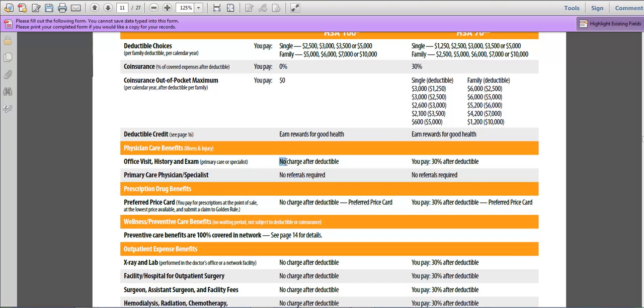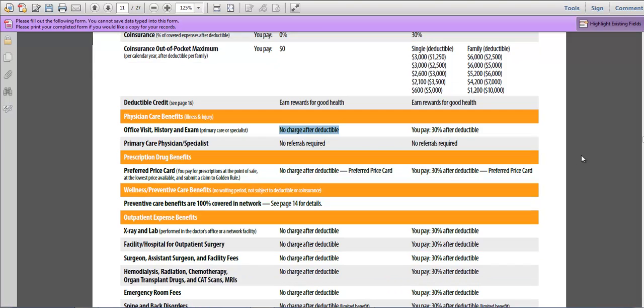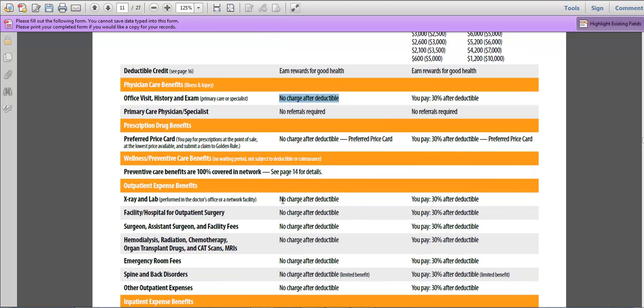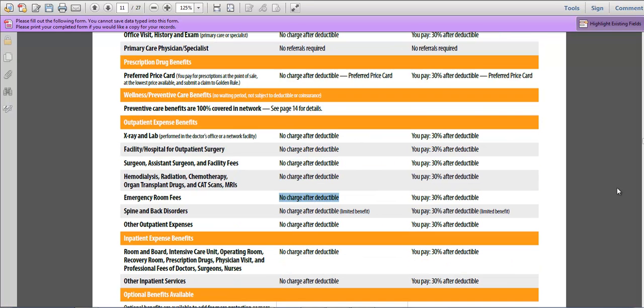Basically, when you see no charge after deductible, that means it's covered at 100% after the deductible has been paid, and everything counts towards the deductible too. What you'll see on a good plan, Mr. Client, is no charge after deductible pretty much all the way across the board. That means it's really good quality. They do limit spine and back a little bit, I think up to $2,500 per person, and that's basically just outpatient. So you can go to the chiropractor once a week, but you can't go five days a week. They try to limit that a little bit.